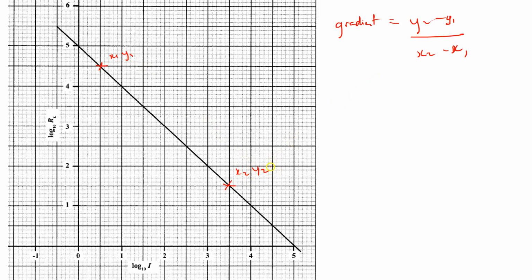So let's see now. The y2 value in this case is going to be 1.5, minus the y1 value, which is going to be 4.5. Then I divide that now by x2. x2 is 3.5.